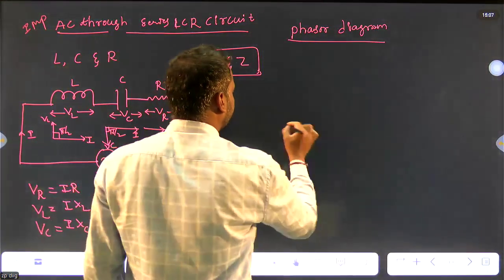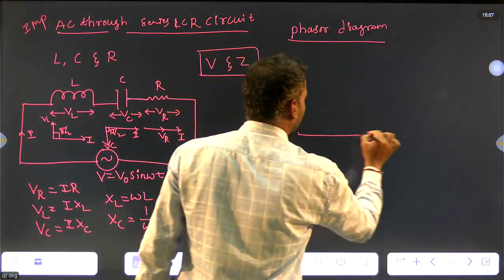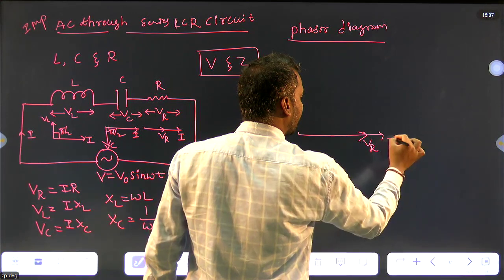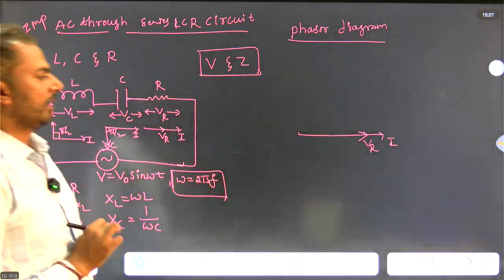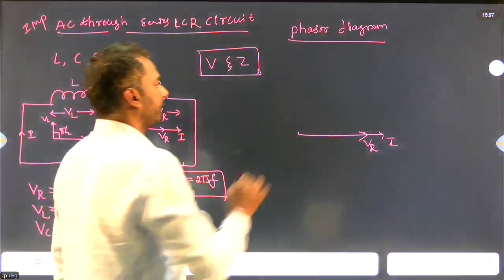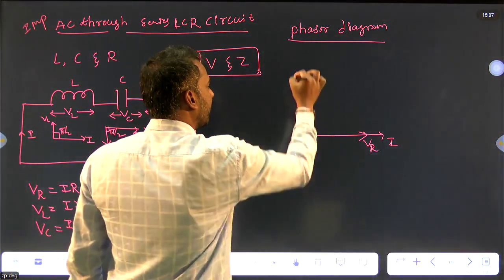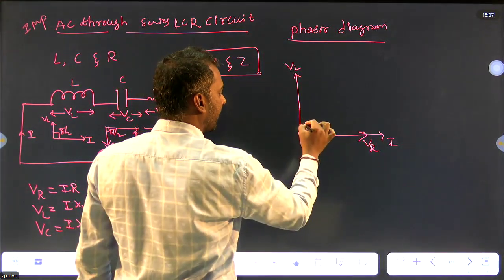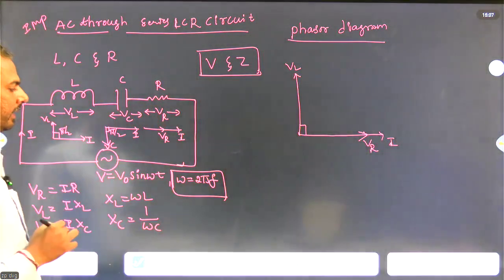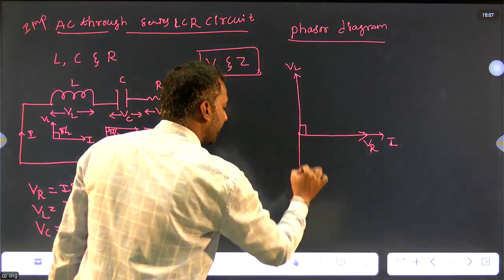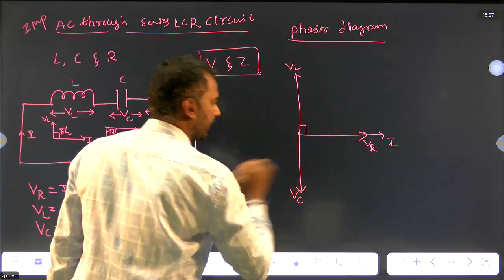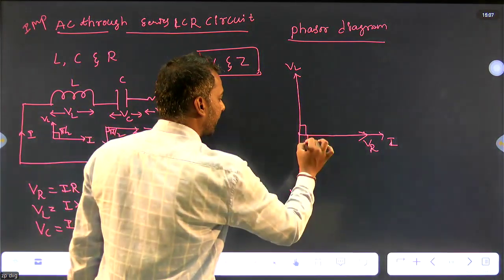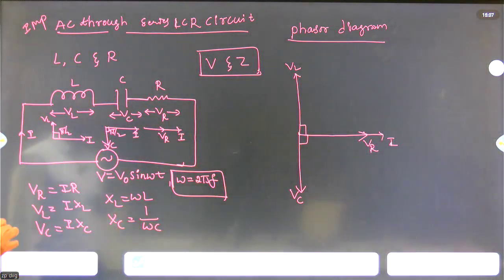In resistor, voltage across the resistor is in phase with the current, phase difference between VR and I is 0. In inductor, voltage across the inductor leads the current by an angle of pi by 2. In capacitor, current leads the voltage across the capacitor, or voltage across the capacitor lags behind the current by an angle of pi by 2. So this is the phasor diagram.